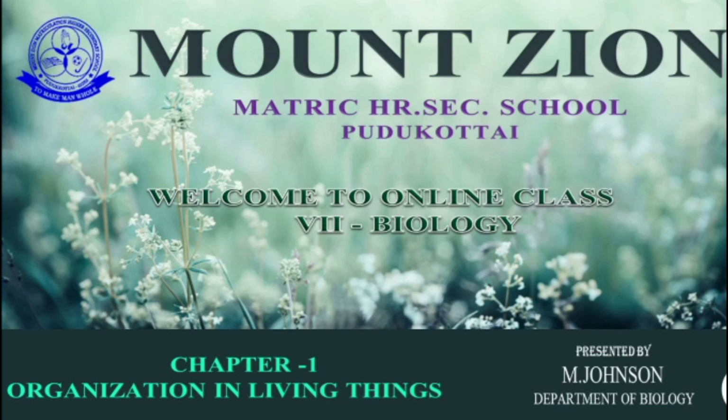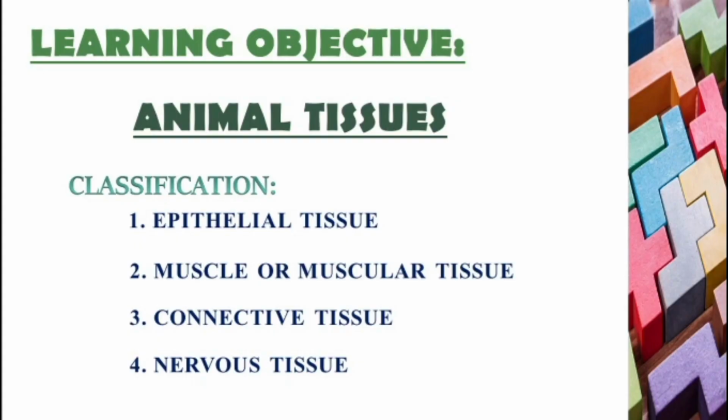In this session we are going to discuss chapter number 1, organization of living things. The learning objectives are animal tissues and classification of animal tissues. The first one, epithelium or epithelial tissue. Second one, muscular tissue or muscle tissue. Third one, connective tissue. Fourth one, nervous tissue.